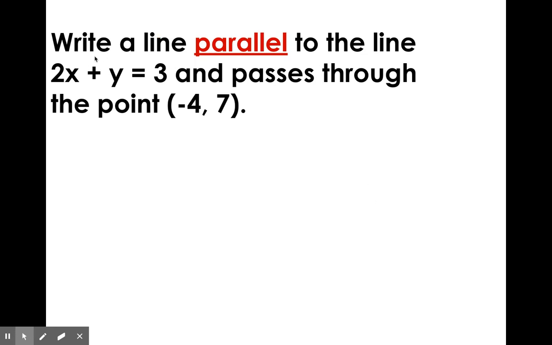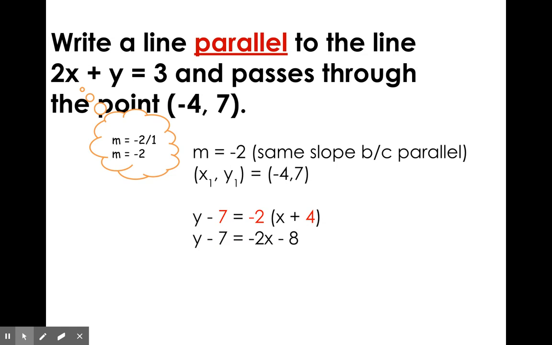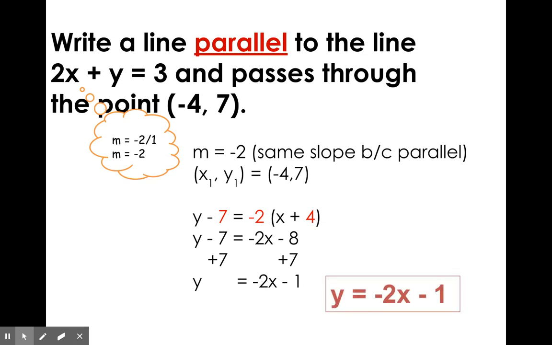We want to write a line that is parallel to this equation and passes through this point. If it's parallel, that means we're going to have to use the same slope, but we don't know the slope of this line because it's in standard form. So we're going to do our opposite A over B, which should be negative 2 over 1. So this has a slope of negative 2. So then that means that I'm going to use negative 2 because I want it to be parallel. And then I'm going to use this as my point. And then the rest should just be plugging it into the formula. Distribute the negative 2, add 7. And then we should end up with our final answer. y equals negative 2x minus 1 is parallel and passes through that point.